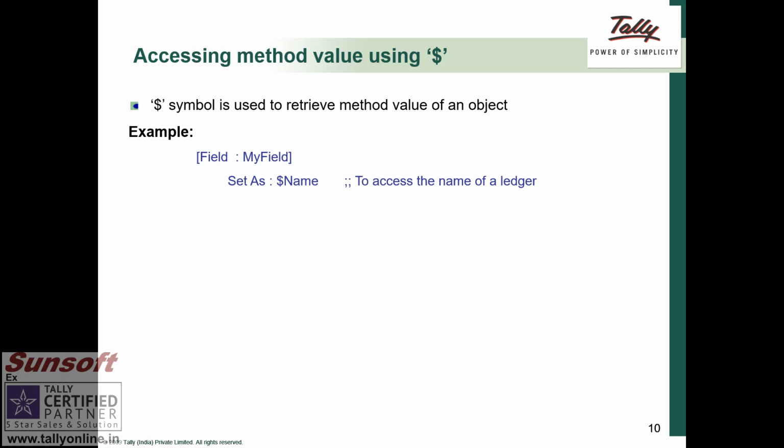Now the dollar sign is used to retrieve the value of an object. When we come to the topic of objects, we'll do that in detail. To give you a brief idea, an object is like any data object. Let us say ledger, voucher, or stock item. These all are objects in Tally, and to access any value of that object, the dollar sign is used.